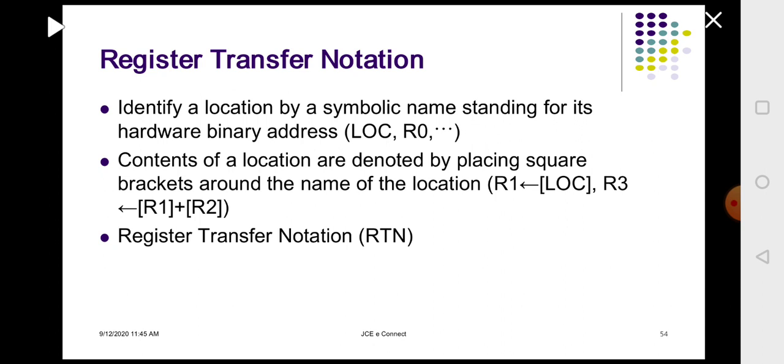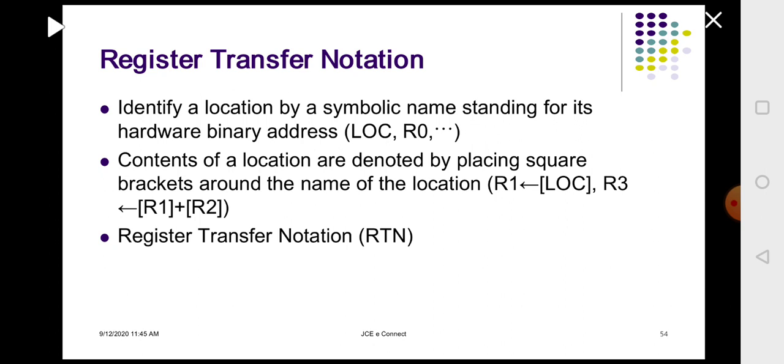So the square bracket around the name suggests that it is a memory location. The right hand side of an expression always denotes the value, and the left hand side the symbolic name where the value is to be stored. The arrow shows where the value has to be stored, and the right hand side is the value that needs to be stored. It is denoted by the arrow symbol.